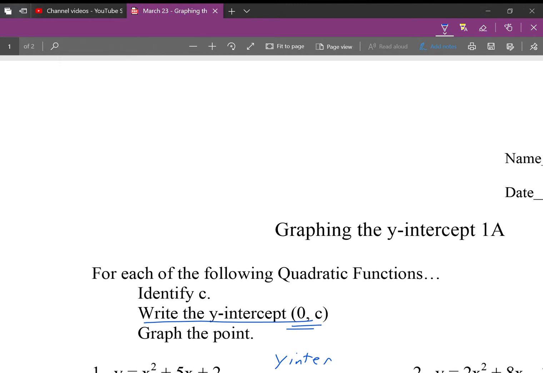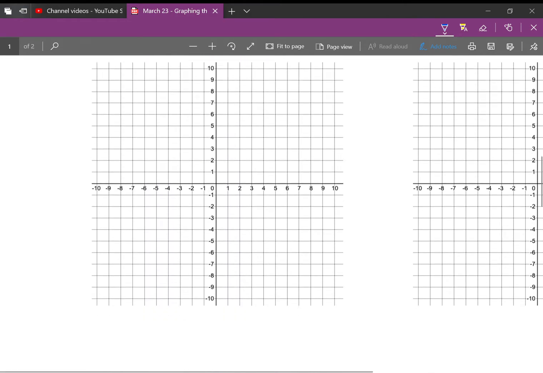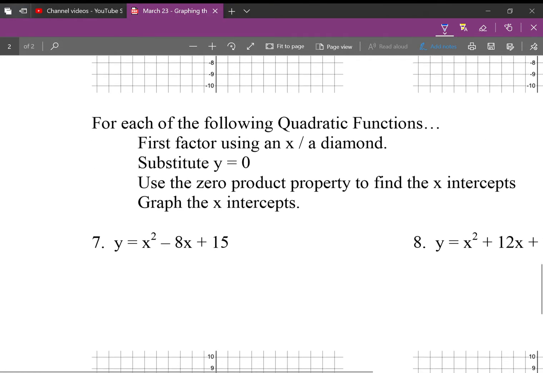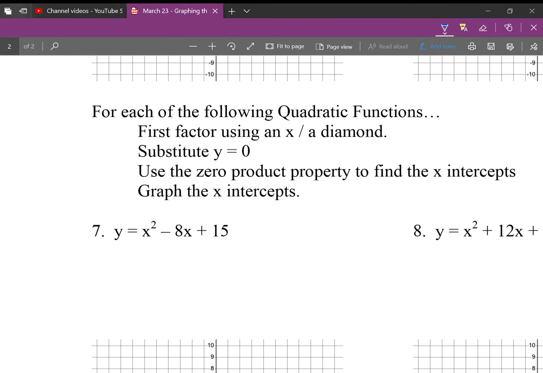All right, so still working on the worksheet, graphing the y-intercept 1a. Onto the back, problems 7 and 8 are a review of the previous worksheet where we are finding the x-intercepts. I'm sure you can see where we're going with all of this. We want to be able to do both. And with the vertex, we're going to be able to make very accurate graphs within the next couple of days.